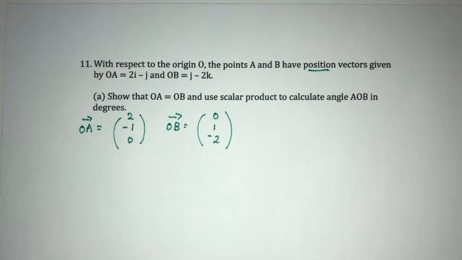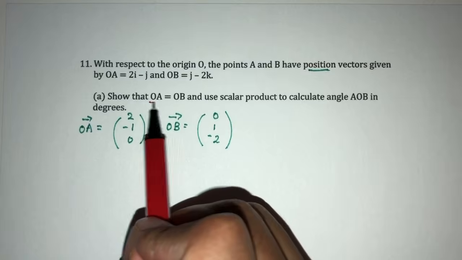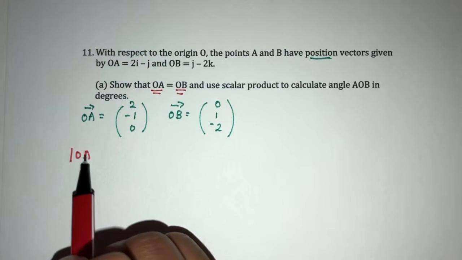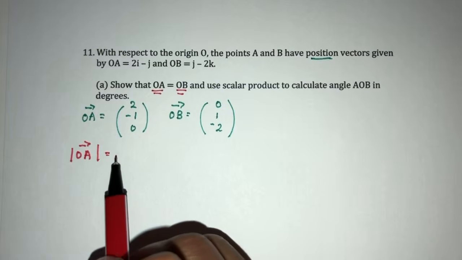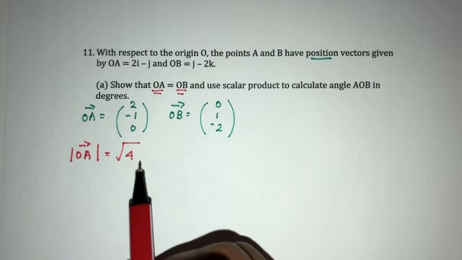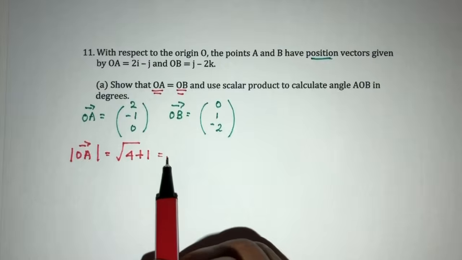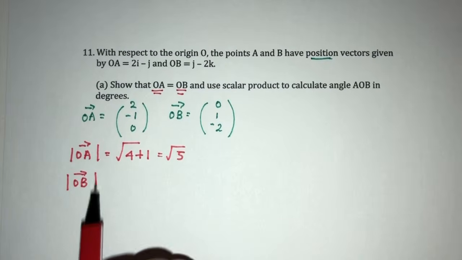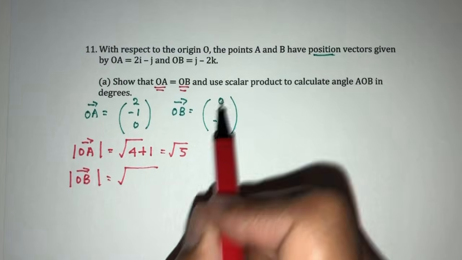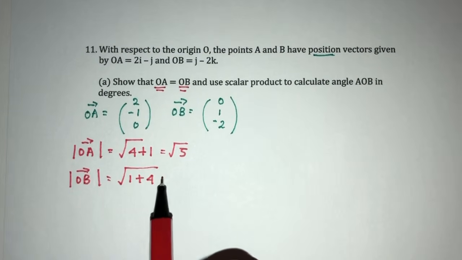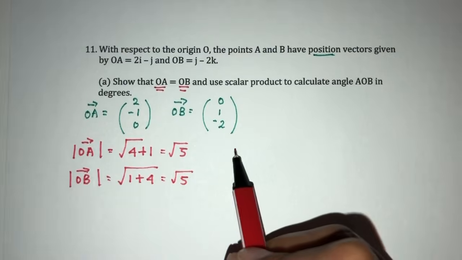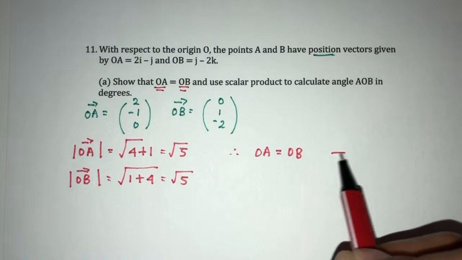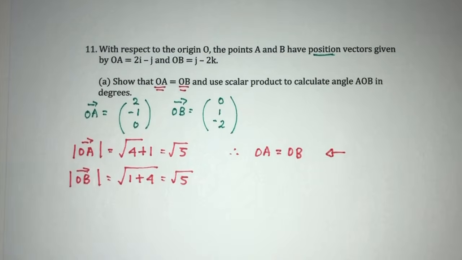Okay, so let's see, what do we have? Part 1, we have to show the length of OA is the same as OB, so pretty easy. What is the magnitude of OA? That will be root of 2 squared is 4, plus 1 squared, that should be root of 5. And the magnitude of OB, same steps, that will be 0 plus 1 plus 4, that will also be root of 5. Conclusion, OA is indeed equal to OB, that is for the first part of the question.